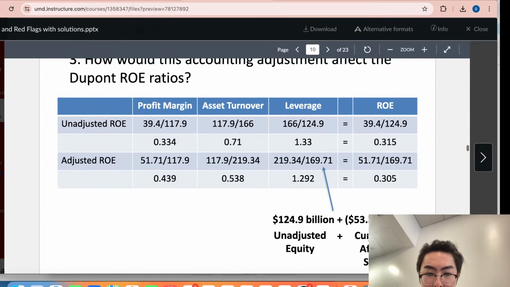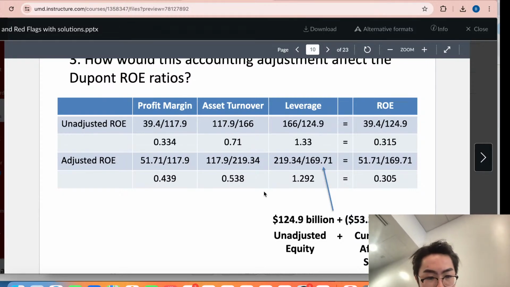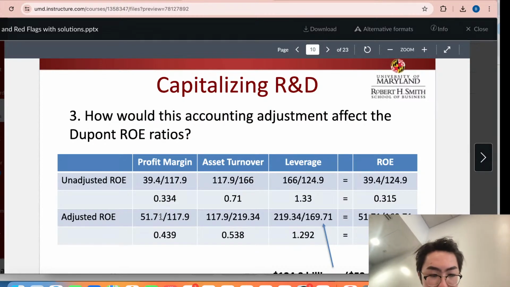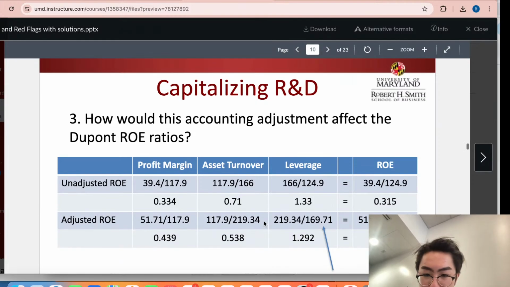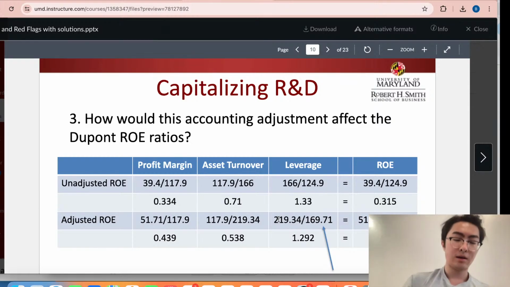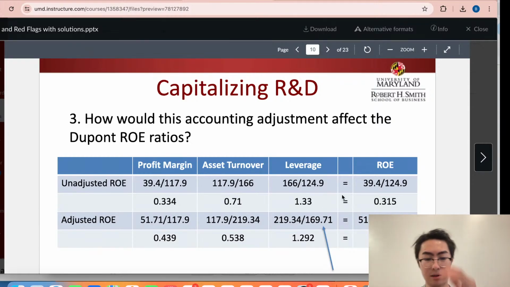Any assets, okay. I'm curious to see why. I'm curious on why you actually need to multiply by the tax rate here. By 219. So 219 is the average total assets. Divide that by average common equity.